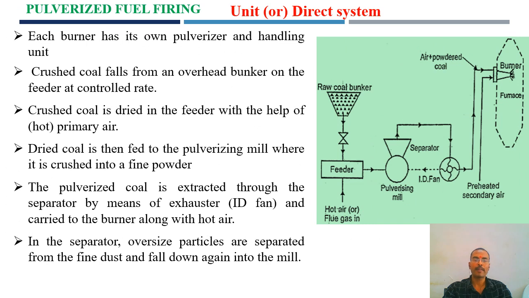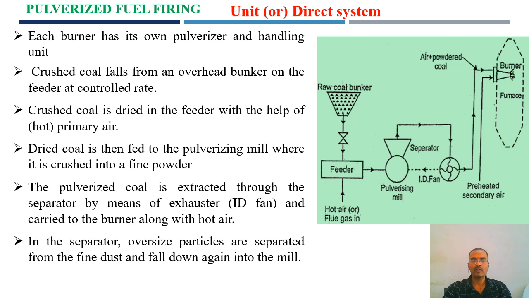Pulverized fuel. In the unit bin system, the burner has its own pulverizer and handling unit. That means if you have many burners, each and every burner will have its own pulverizer. Crushed coal falls from an overhead bunker onto the feeder at a controlled rate. Crushed coal is dried in the feeder with the help of primary air. Dried coal is then fed into the pulverizing mill where it is crushed into fine powder.